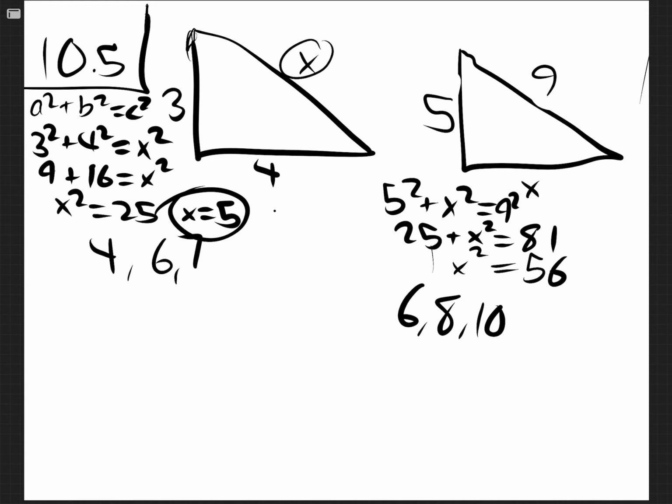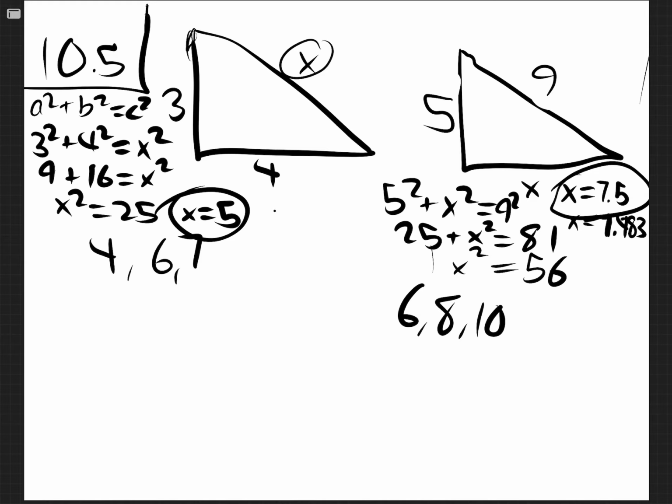And then this is where the calculator comes in. You have to square root 56, so I'm just going to do that. The square root of 56 is 7.483. So x equals 7.5, or if you want to be specific, x equals 7.483. But this is the final answer for x.